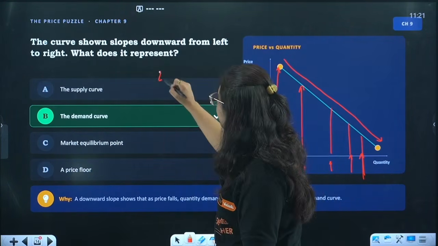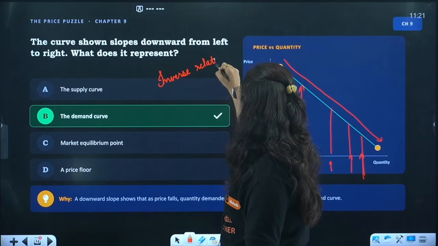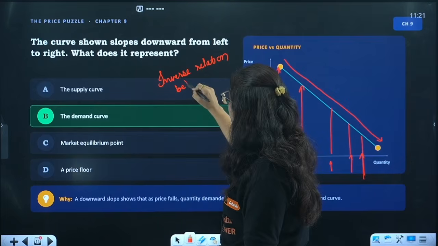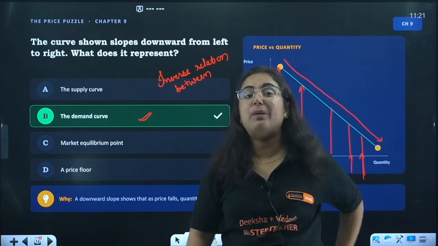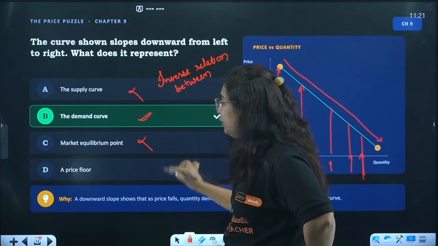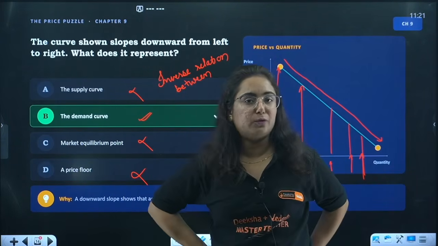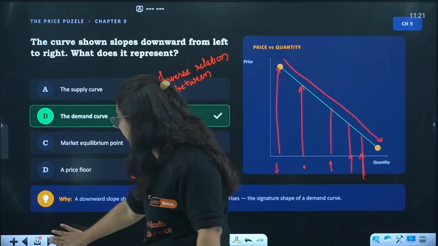Inverse relation between the price and demand, and hence it is the example of a demand curve. Not of the supply curve, not of market equilibrium, not of price floor. Okay, get it? Very good.